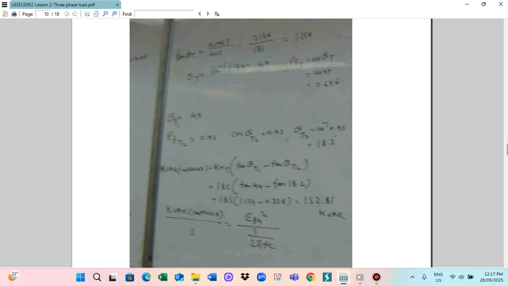This kVAR needs to be improved by the three-phase capacitor bank. The formula is, so this is the three-phase power. So 400 volt means that we assume that this is three-phase. So the kVAR improve divided by root 3 is equal to phase voltage square divided by 1 by 2 pi FC. So this is the equation to calculate the capacitor.